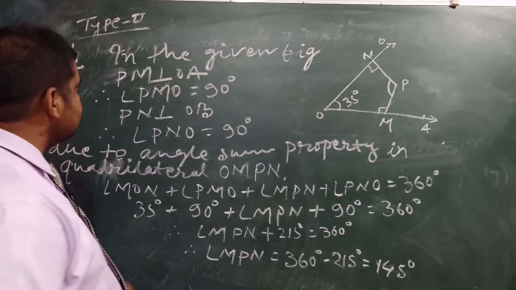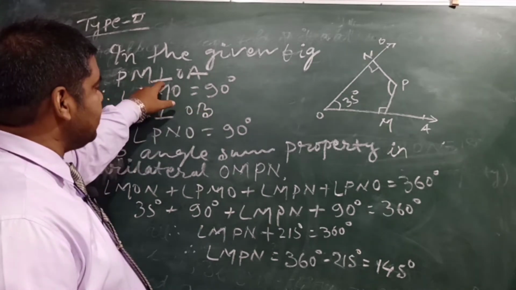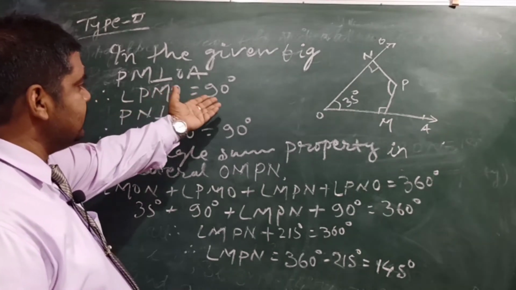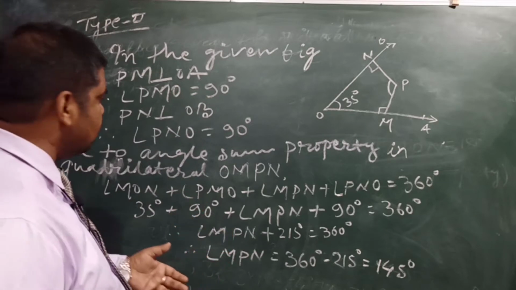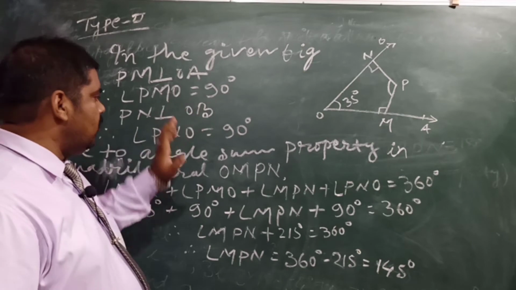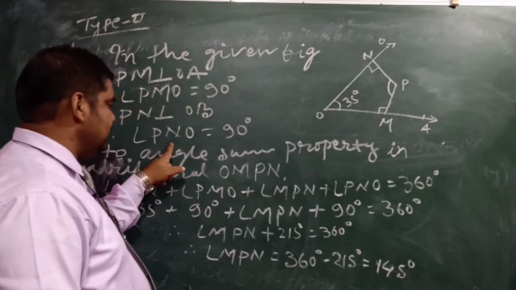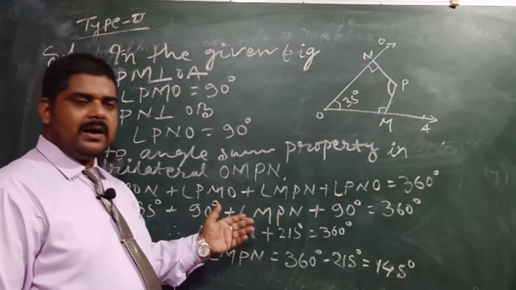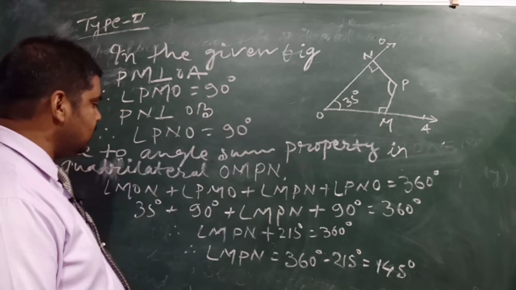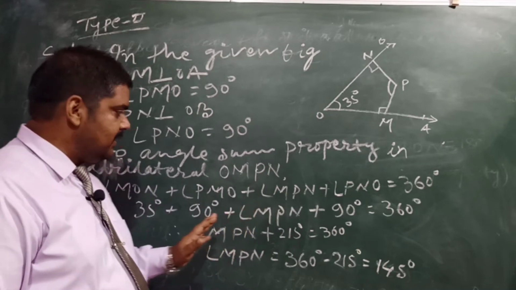My dear student, you can see in the given figure that PM is perpendicular to OA, therefore angle PMO is equal to 90 degrees because it is a perpendicular. Similarly, PN is perpendicular to OB, and this is why angle PNO will be 90 degrees. After that, you have to apply the angle sum property in quadrilateral OMPN, and you know that the sum of all angles of a quadrilateral is equal to 360 degrees.